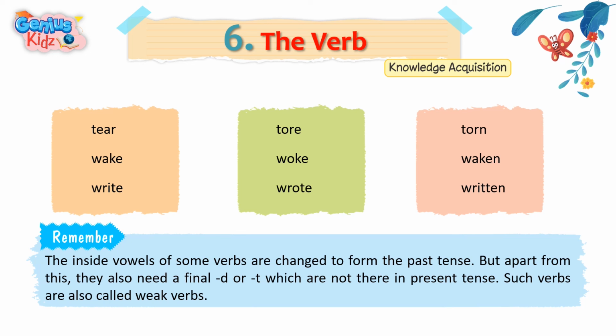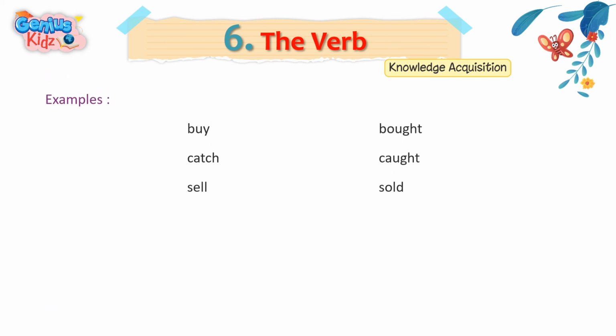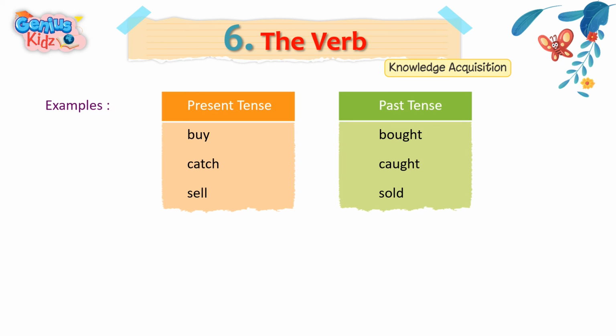But apart from this, they also need a final d or t which are not there in the present tense. Such verbs are also called weak verbs. Examples: present tense, past tense: buy, bought, catch, caught, sell, sold.